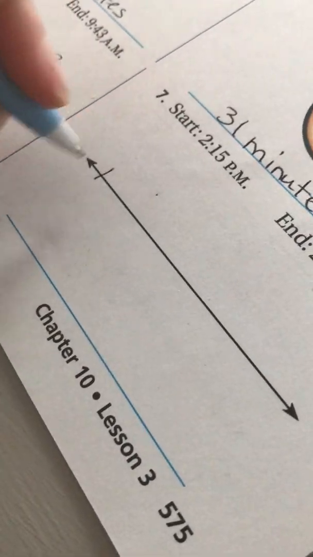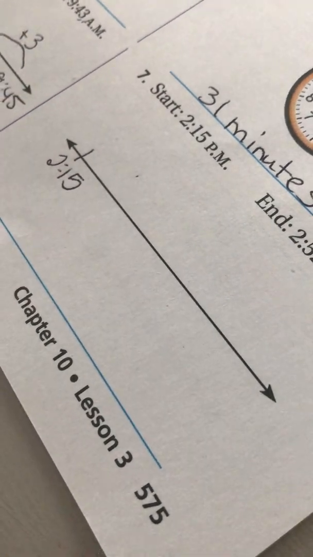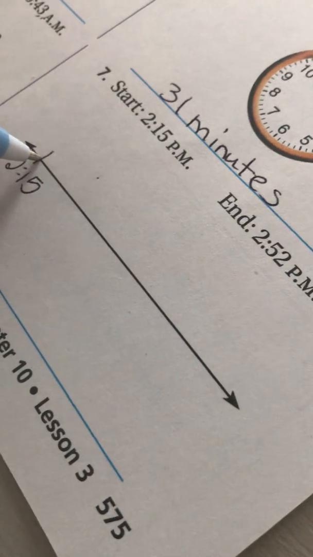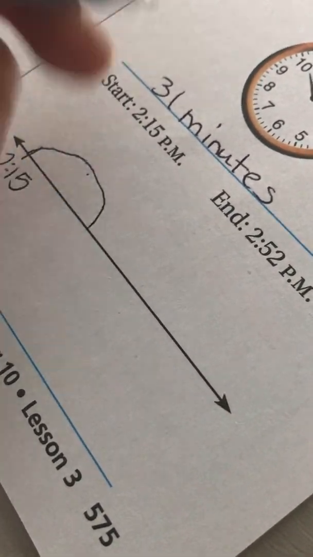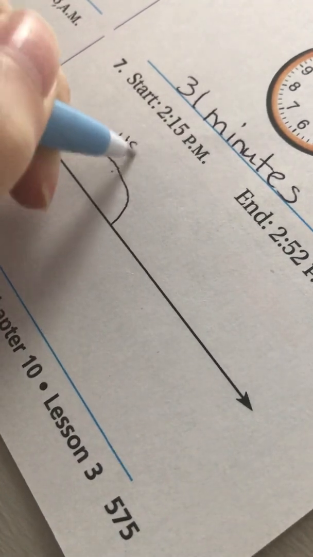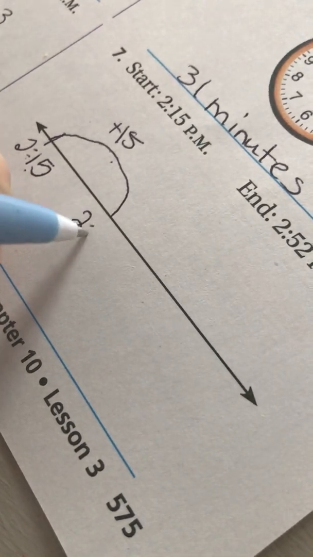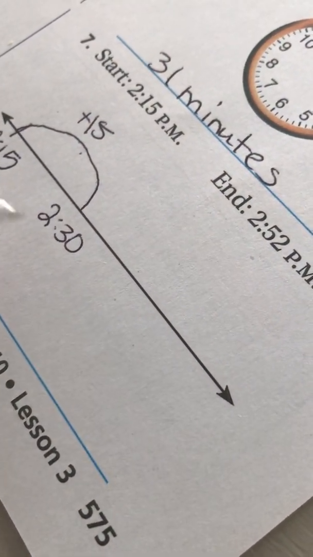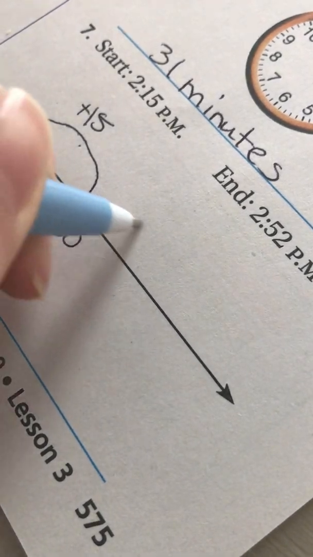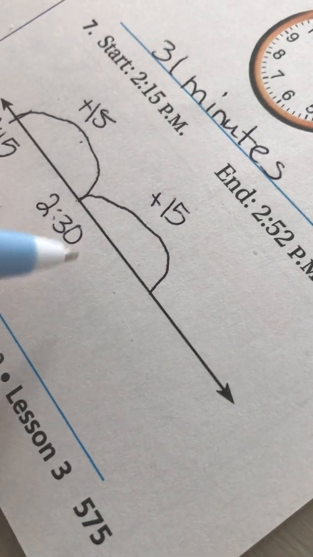Start time 2:15. Okay, so this one we're ending at 2:52. Now I have more of an elapsed time here, so I'm just gonna do 15. Watch what happens. I'm gonna add 15 minutes, and I know 15 and 15 is 30, so that's gonna bring me to 2:30. Okay. Now I'm gonna add another 15. I know I'm going crazy here. And when I do that, it's going to bring me to 2:45.